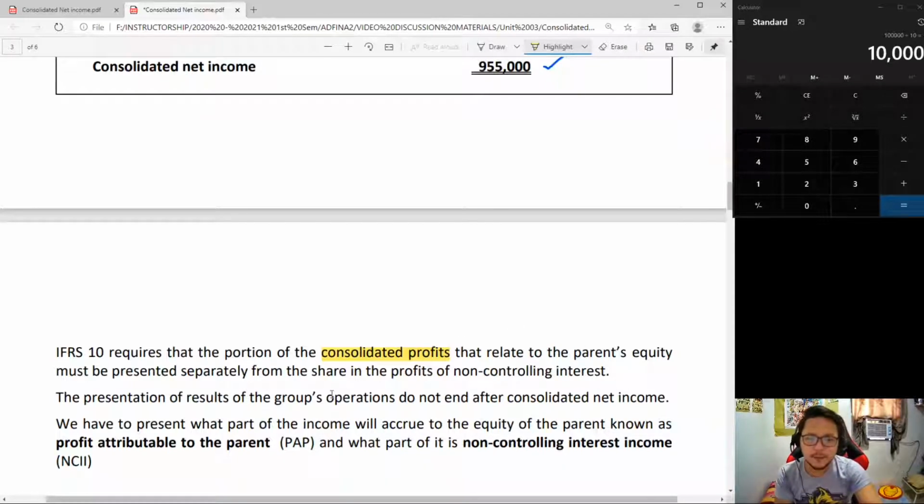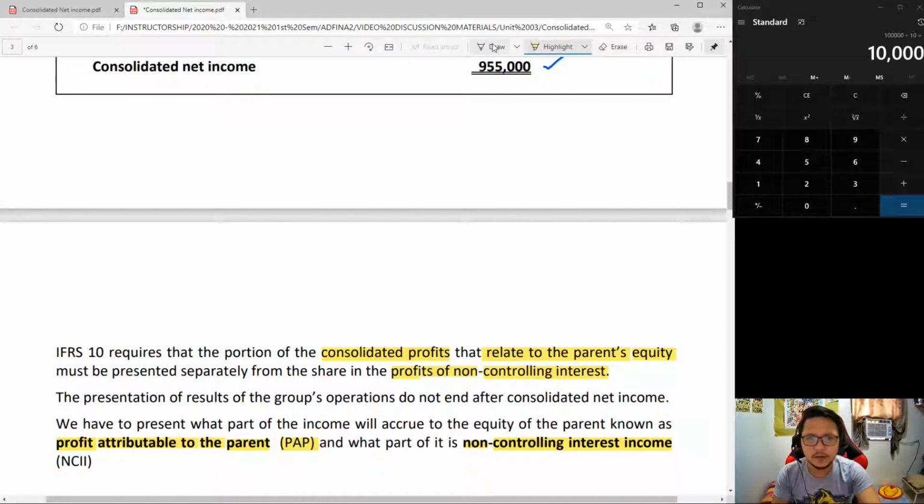So ano daw? Kailangan i-separate mo ang consolidated profit that relate to the parent's equity from that of the profit of NCI. Okay. Parent's equity and then NCI. The presentation of result of the group's operation does not end after consolidated net income. We have to present what part of the income will accrue to the equity of the parent, known as profit attributable to the parent, and what part of it is non-controlling interest income.